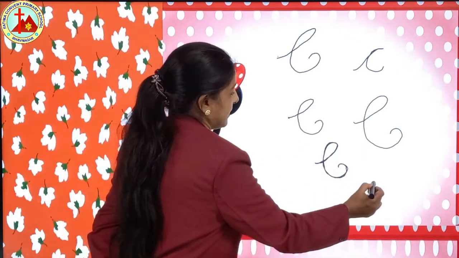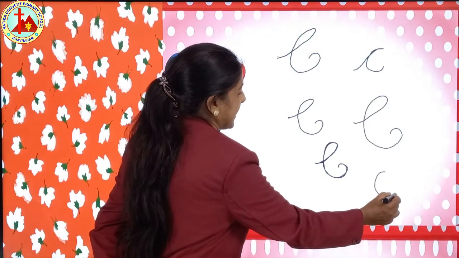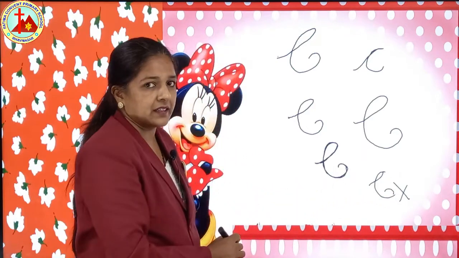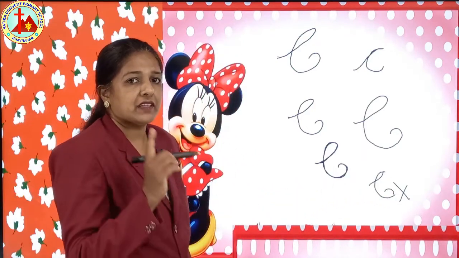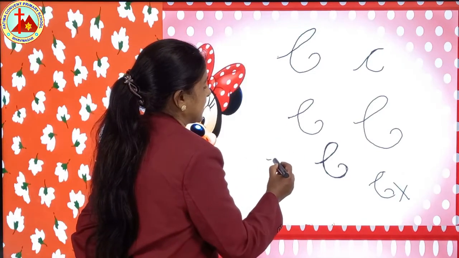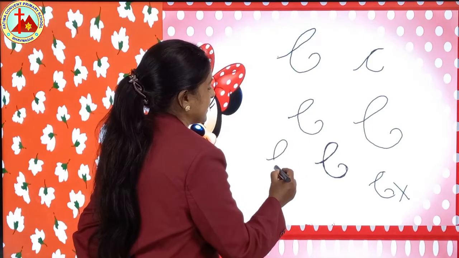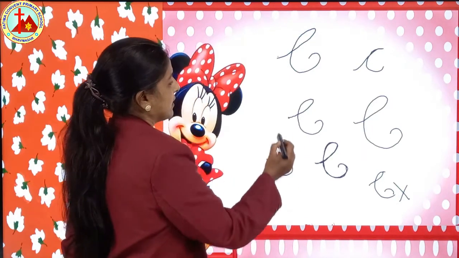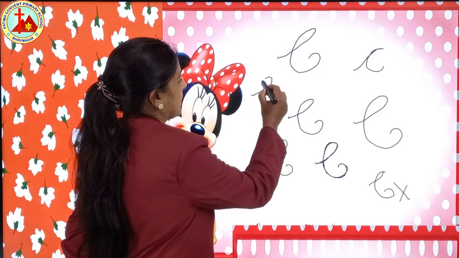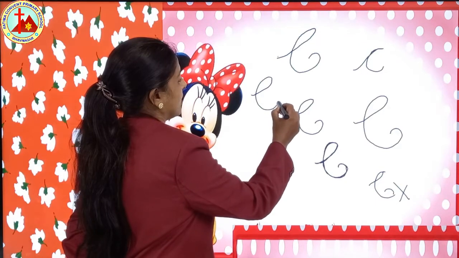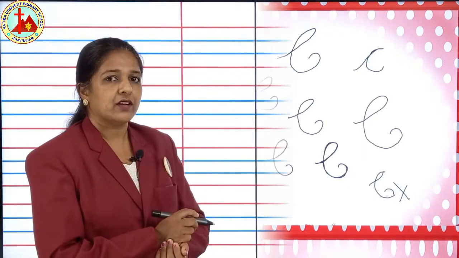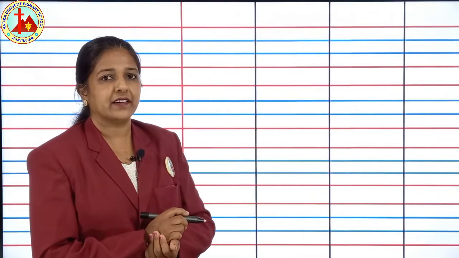And see children, you don't have to lift your pencil and write like this. This is the wrong method. Without lifting your pencil, without lifting your hand, you have to write cursive capital C like this. Go up, make a loop, come down, curve, turn inside. Cursive capital C.